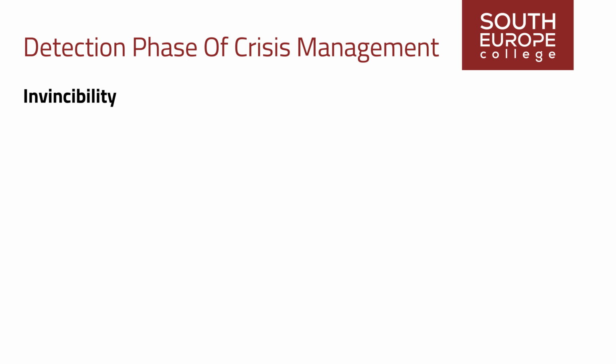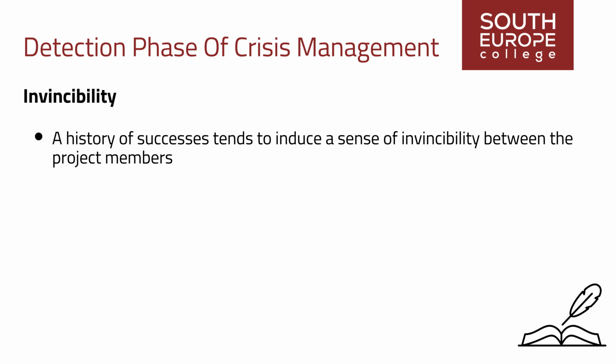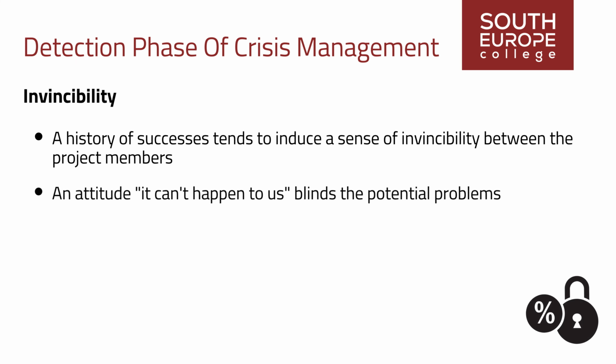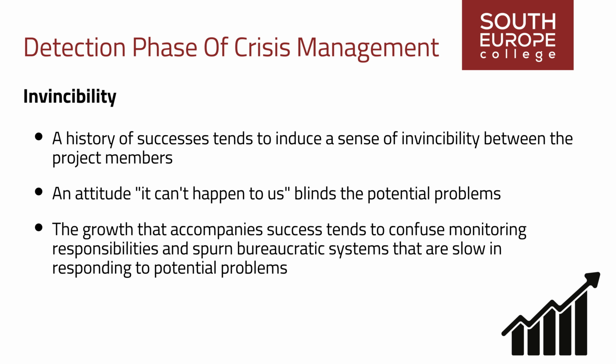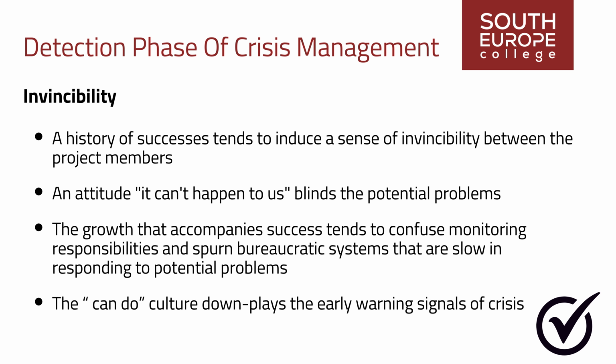Invincibility. A history of successes tends to induce a sense of invincibility between the project members and an attitude of, "It can't happen to us," that blinds them to potential problems. Also, the growth that often accompanies success tends to confuse monitoring responsibilities and spurn bureaucratic systems that are slow to respond to potential problems that are detected, and the can-do culture downplays the early warning signals of crisis.